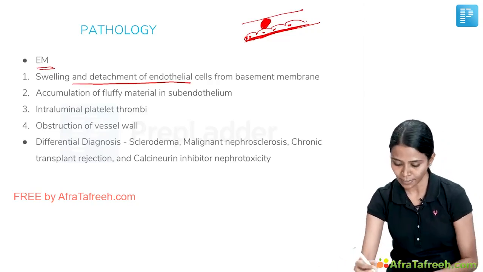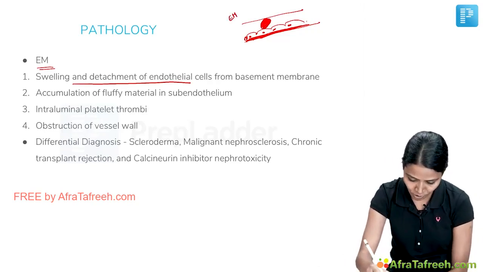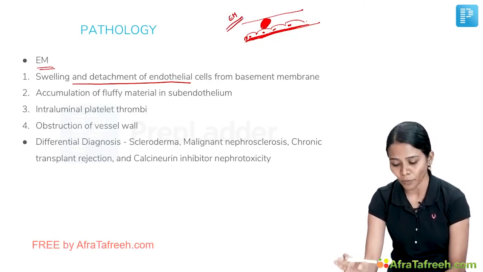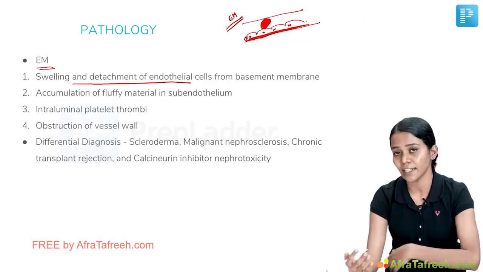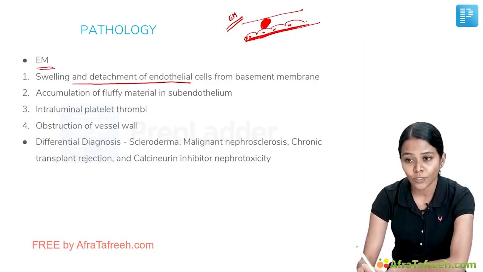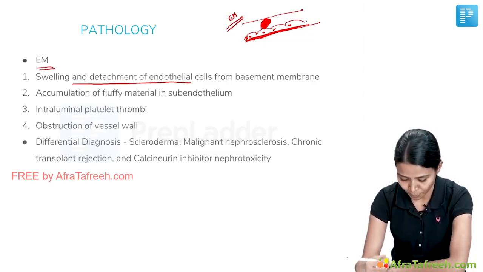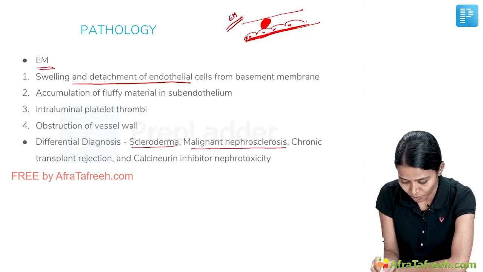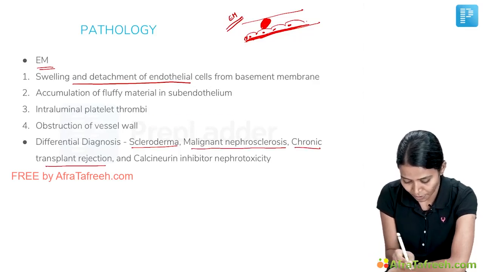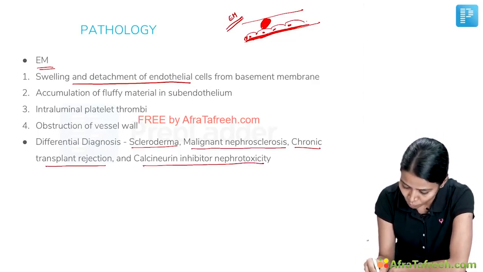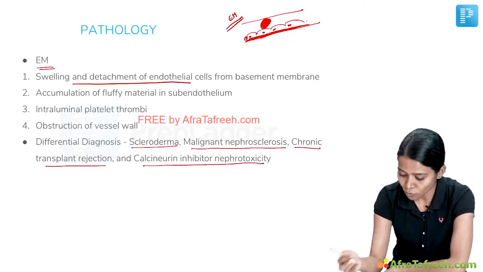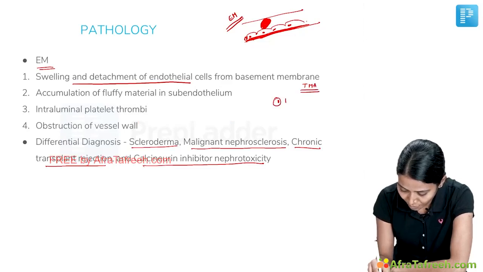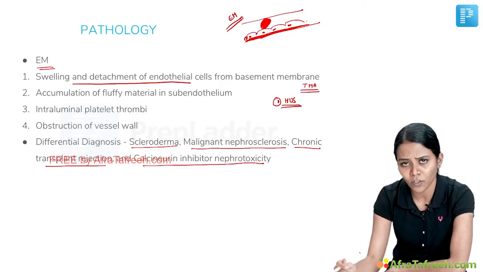So this is the characteristic electron microscopic picture that is seen in thrombotic microangiopathy. Now, not just in thrombotic microangiopathy, any disease that causes severe injury to the endothelium will have this presentation, like scleroderma, malignant nephrosclerosis, chronic transplant rejection and CNI nephrotoxicity. So, a picture in electron microscopy that is suggestive of TMA will be seen in HUS. See, TMA is mostly a pathological diagnosis.